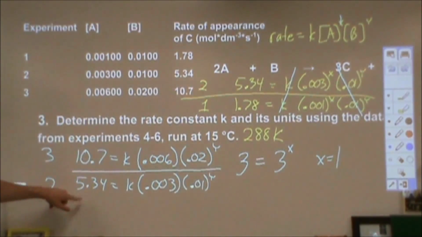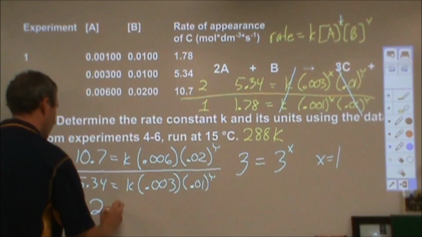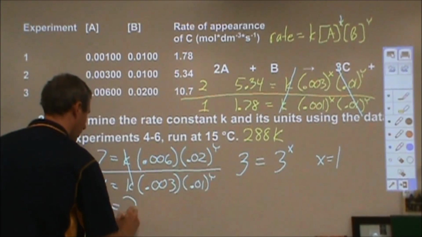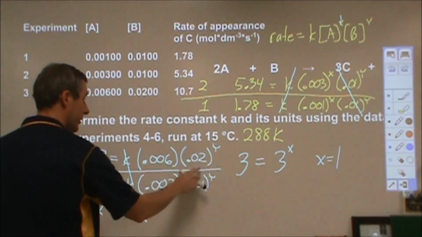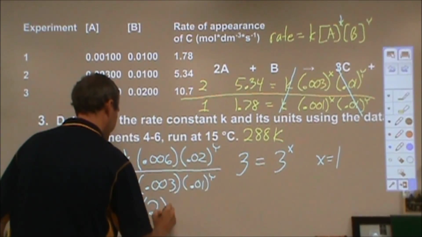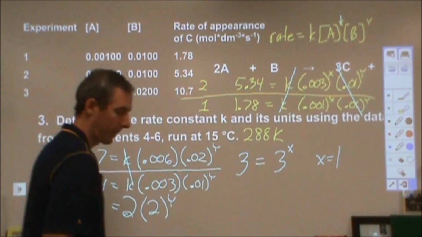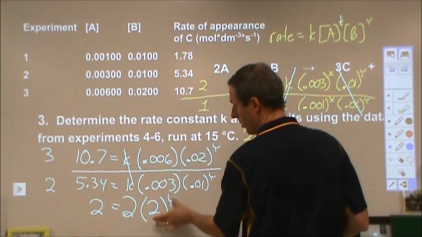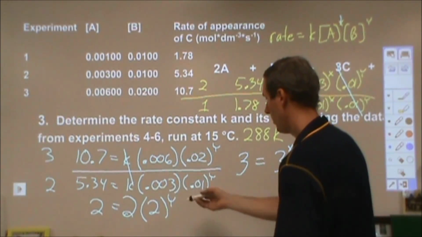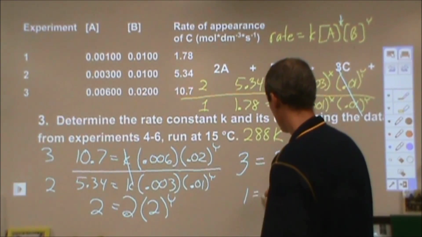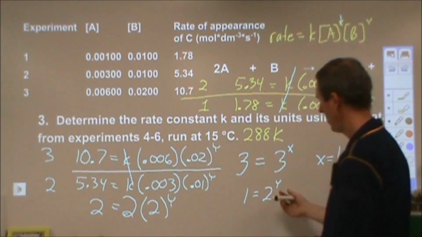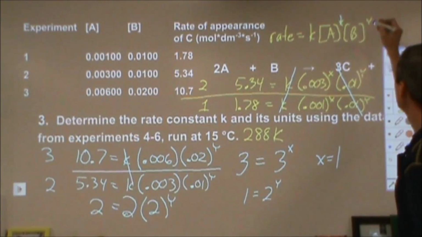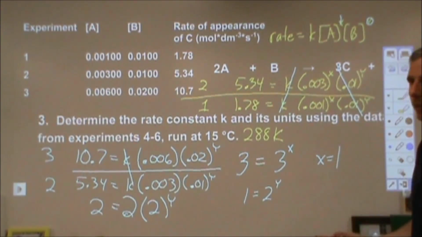Okay, 10.7 over 5.34 is 2. K's cancel. This is 2. And then this is 2 to the y power. So what we end up with here is 2 is equal to 2 times 2 to the y power. So the 2's are going to cancel. We're going to get 1 equals 2 to the y. What is y? Well, it must be 0. Okay, so then we get our 0 here. And that would be our other way to solve this.